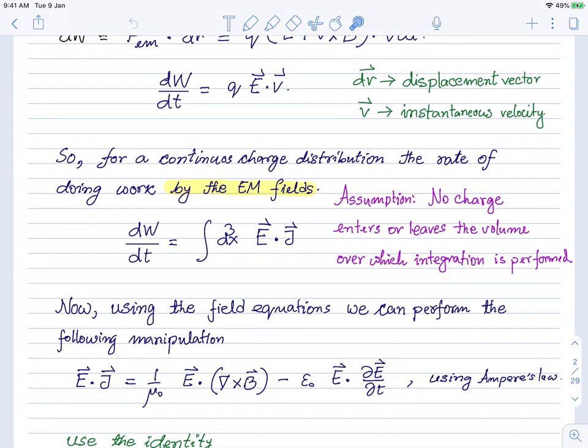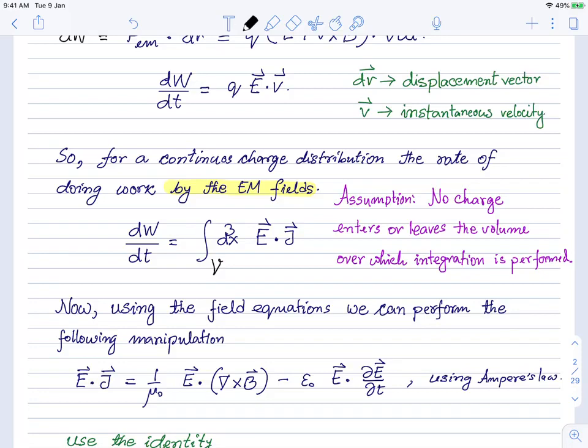We'll also assume that if we integrate this over some volume V, the charge configuration involved does not leave this volume. So essentially, as I said, we are going to consider localized charge and current densities. We can always consider a volume which is bigger than the region in which the charge and current densities are localized. In that case, no charge or current density is leaving the volume. We are going to assume that.